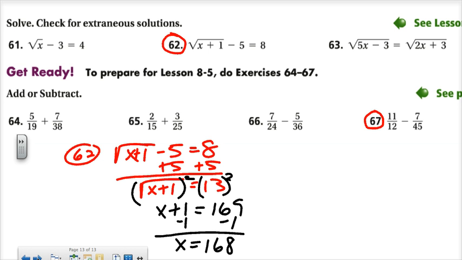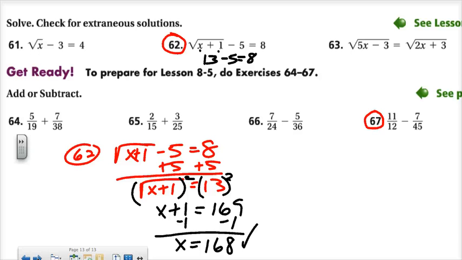And again, we would want to check with these because we're working with even roots and even powers here, so we would want to check and see that this is going to work. 168 plus 1 is 169. The square root of 169 is 13. 13 minus 5 is 8, so this one works. But again, important that you check your answers for 61 to 63, to make sure that if you found an answer, that it is the correct answer.